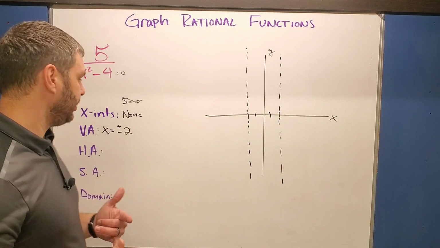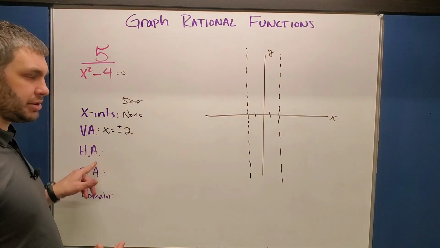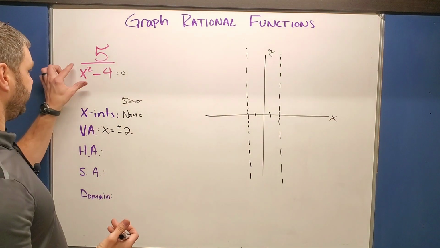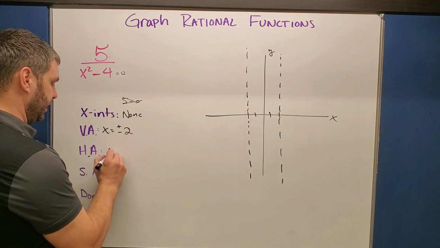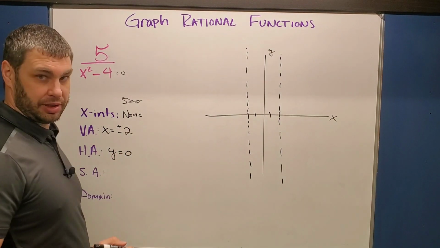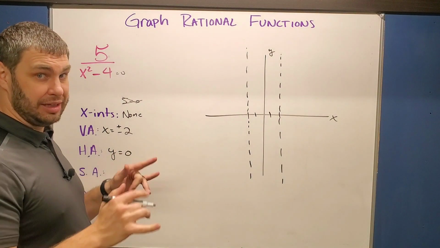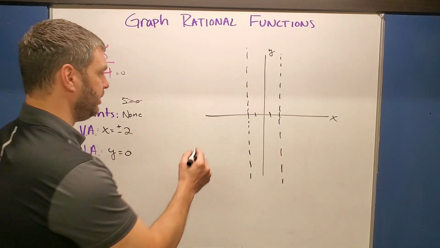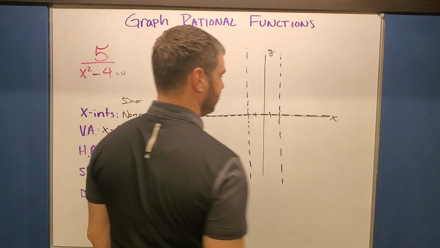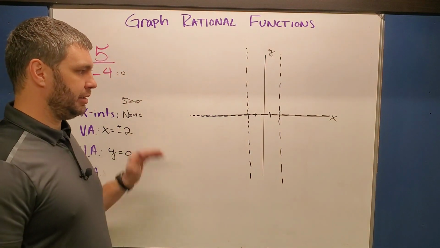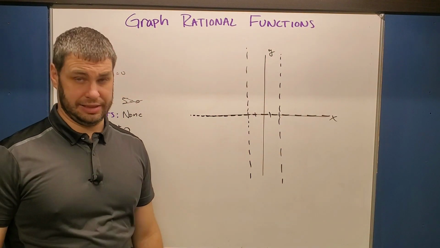Okay, and then the next thing it wants is our horizontal asymptotes. This is one where if the degree is bigger in the denominator, we're going to say that it's the line y equals 0. That is true anytime that you have the denominator with a bigger degree. And so to indicate that, we'll draw some dotted lines across y equals 0 like this.